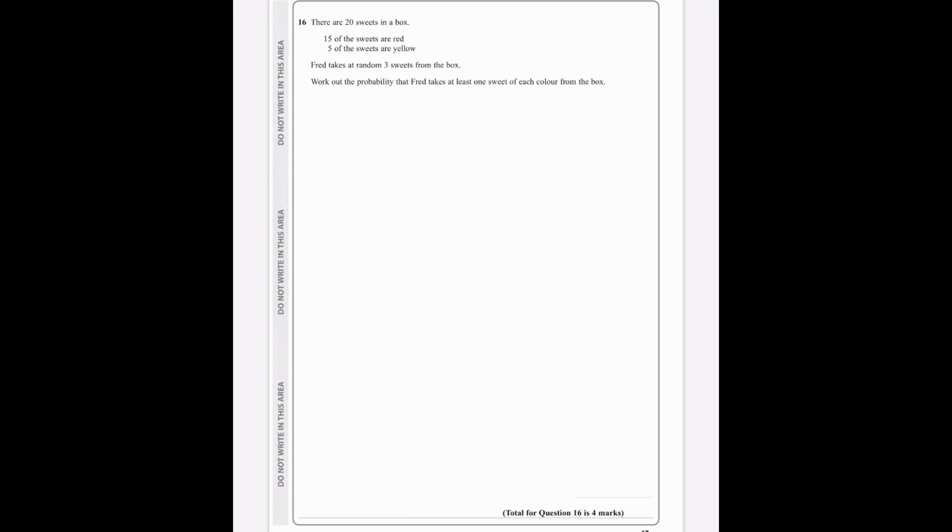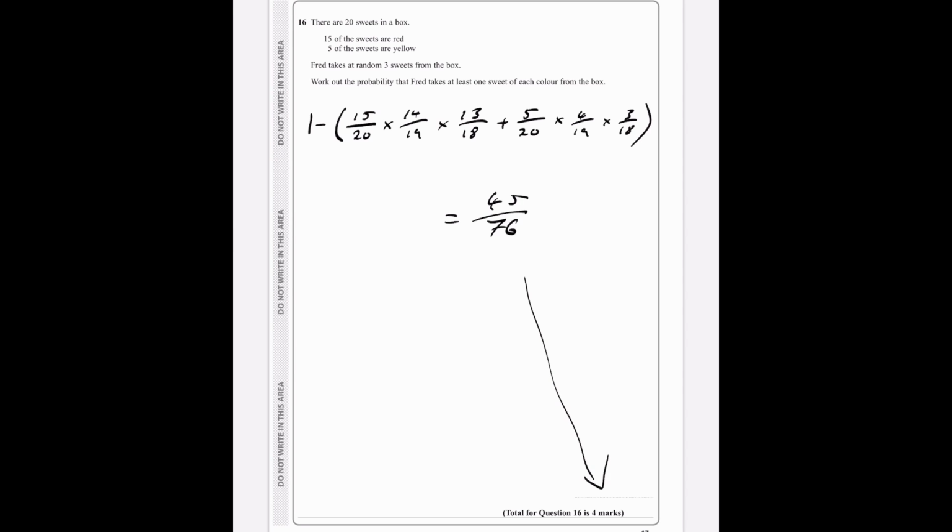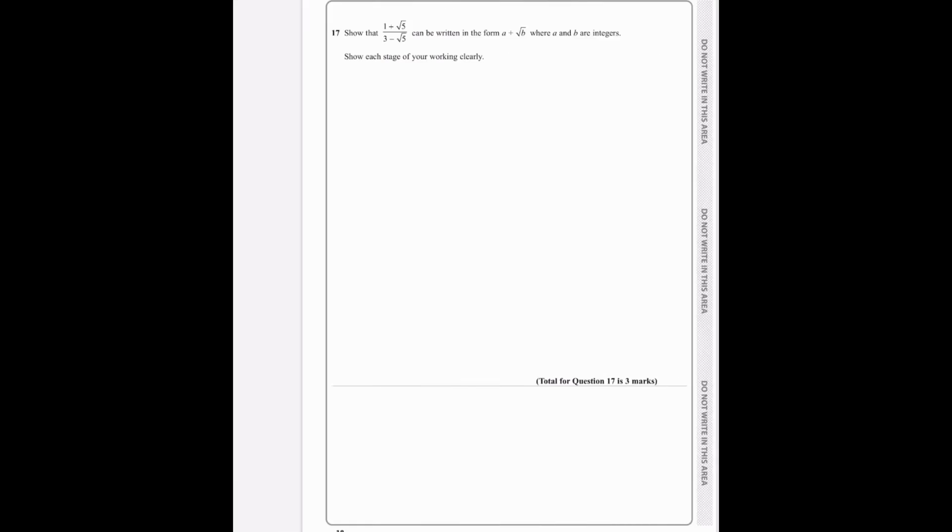Question 16. At least one sweet of each colour. Well, the easiest way to calculate that is to work out the probability of there being all 3 red sweets or all 3 yellow sweets. Add those together and subtract it from 1. You can see the calculations in front of you. Remember, these sweets are not replaced. Anyway, when you plug it all in, you get 45/76. Decimal is, of course, fine as its percentage.